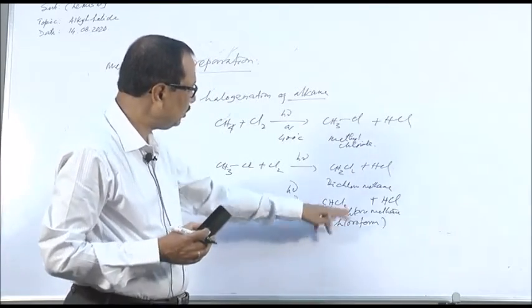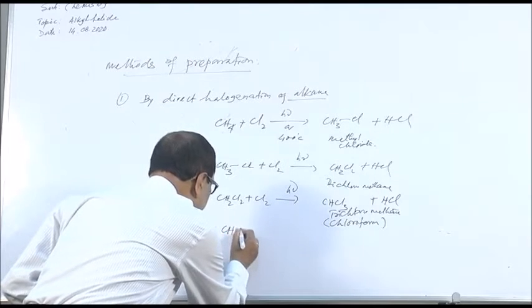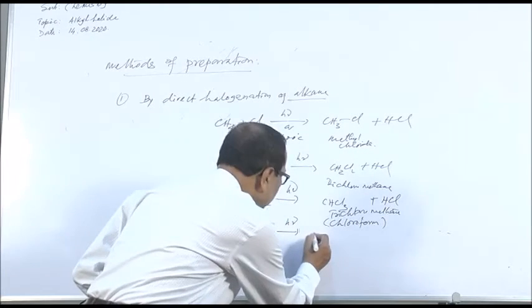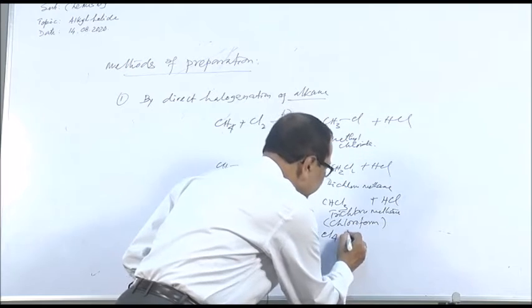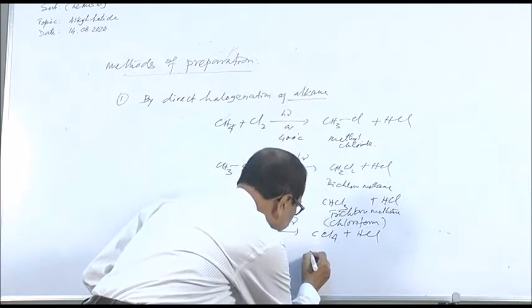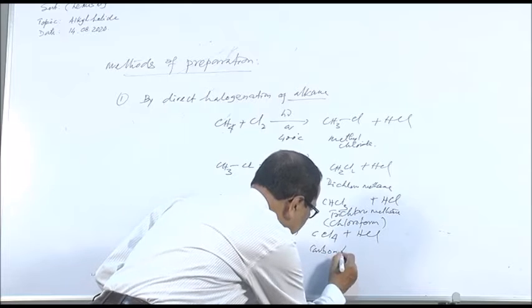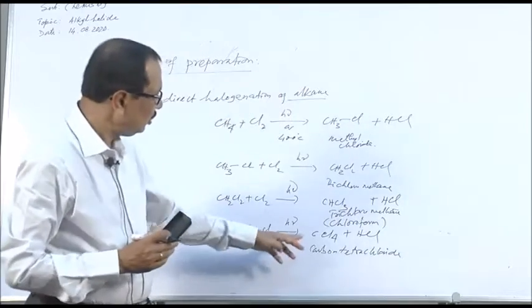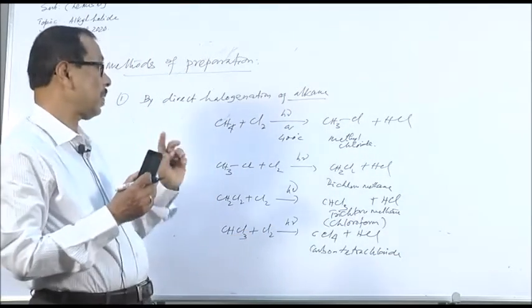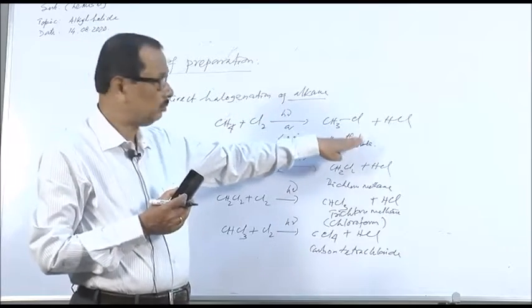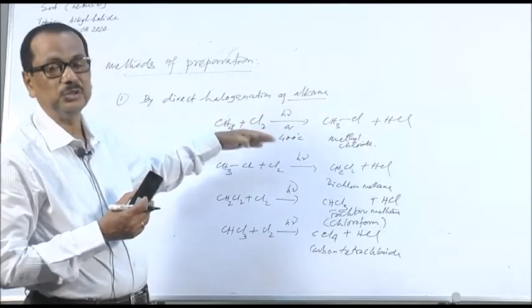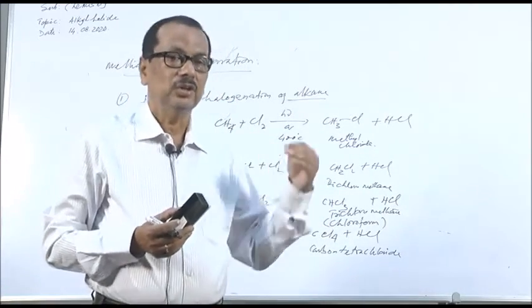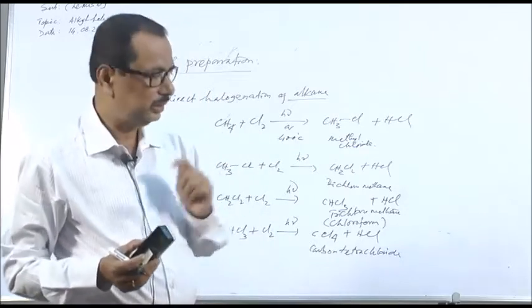So this chloroform is formed, and that chloroform will further react with another molecule of chlorine in presence of diffuse sunlight to give you CCl4 plus HCl. That is carbon tetrachloride. So this reaction continues until all the hydrogen atoms are replaced. Therefore, although you can prepare monohalide, this reaction is not used to prepare exclusively monohalide because the reaction continues to give you dihalide, trihalide, tetrahalide, or you can say multihalide.